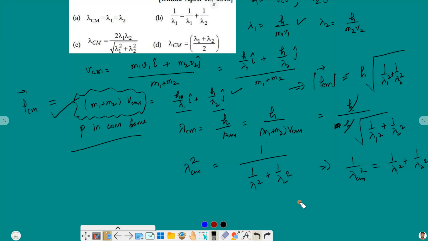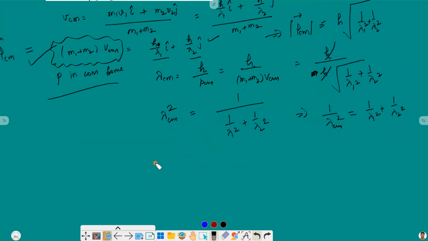And this can be written further. If I want to find the value of lambda cm, then I can solve it like this: 1 by lambda cm square will be equal to (lambda 2 square plus lambda 1 square) divided by (lambda 1 square lambda 2 square), and from this lambda cm will be equal to lambda 1 lambda 2 divided by under root of lambda 1 square plus lambda 2 square.